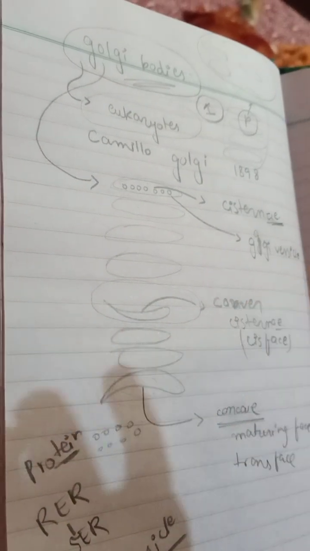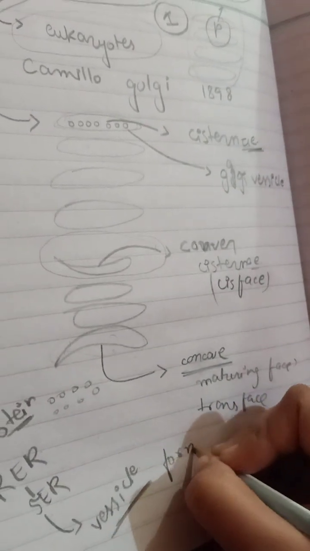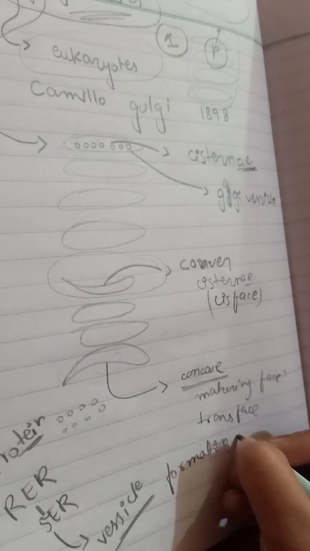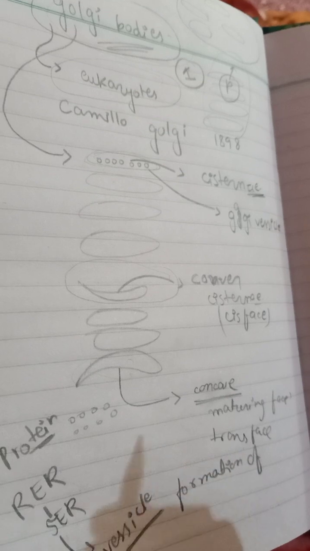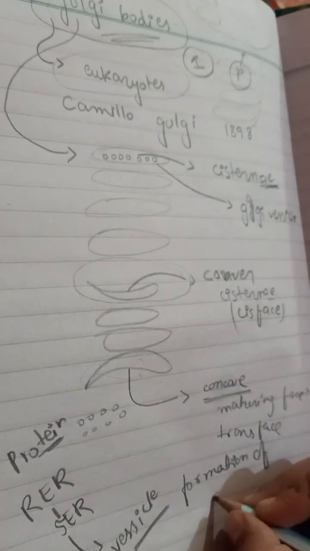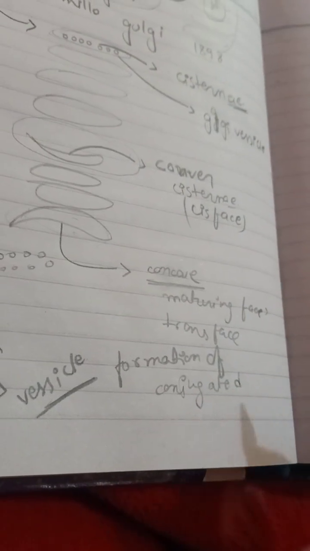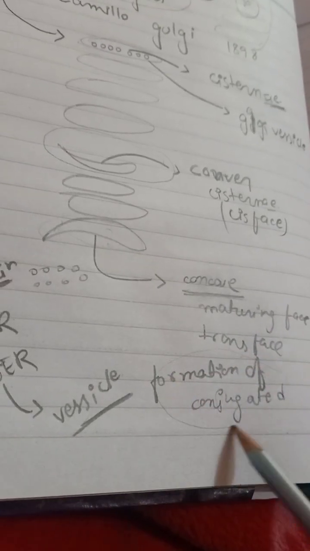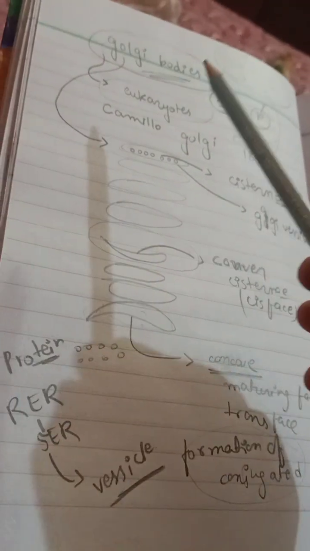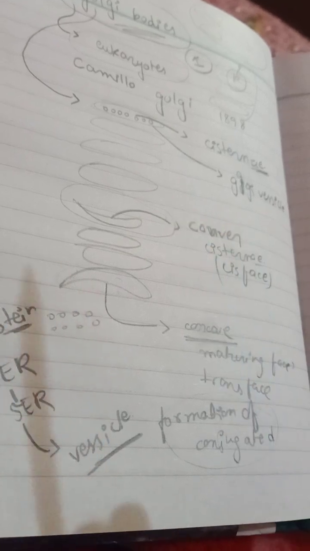Likewise, the Golgi body is also involved in the formation of conjugated molecules. For example, we have glycoprotein, which is made up of carbohydrate and protein, and lipoprotein, which is lipid plus protein. These are conjugated molecules, so the formation of conjugated molecules also occurs in the Golgi body. These are all the functions that I am talking about.